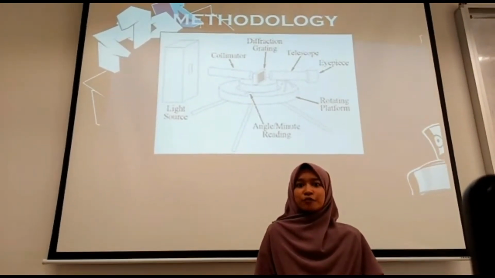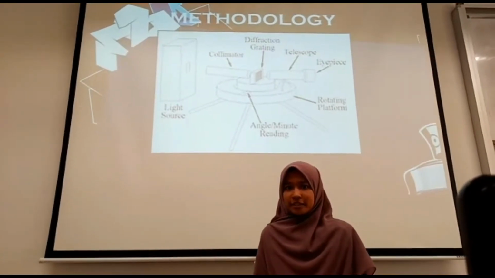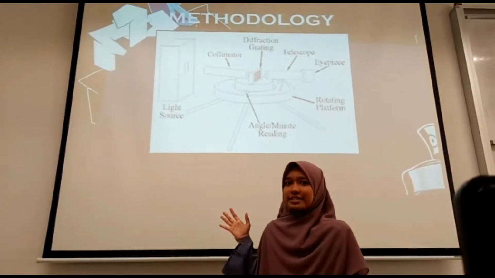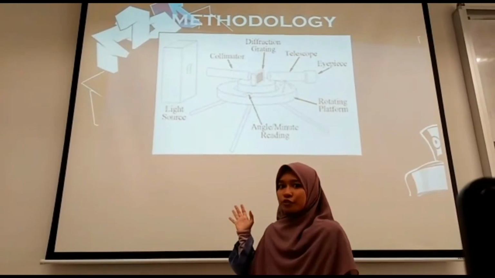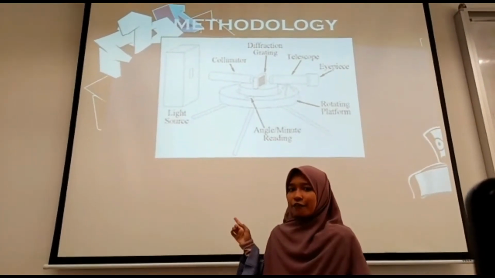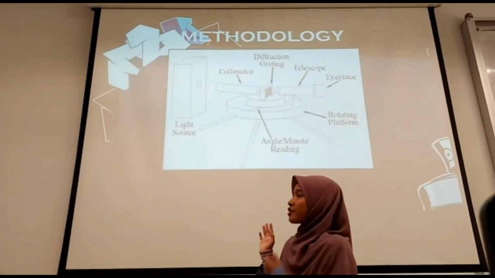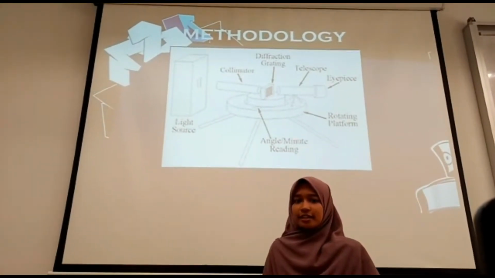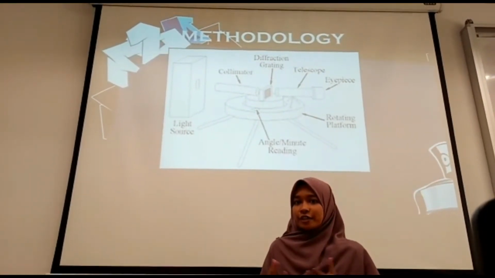So right now, let's move to the methodology of the experiment. As you can see right now, this is a sample of the apparatus that we used in the experiment. We have the collimator, the light source, the diffraction grating, the telescope, and the angle of the reading.